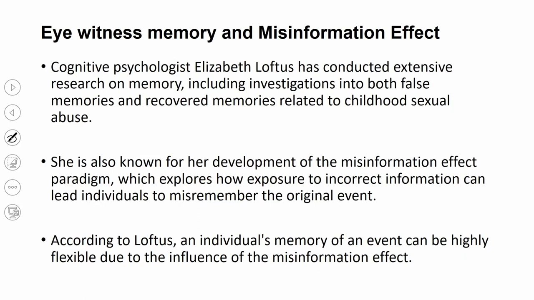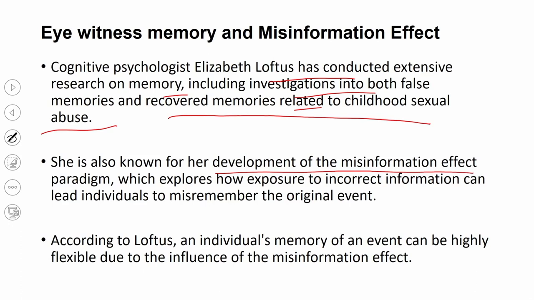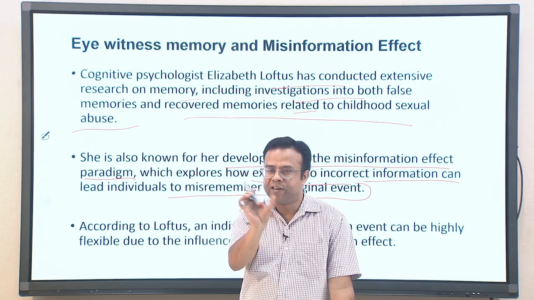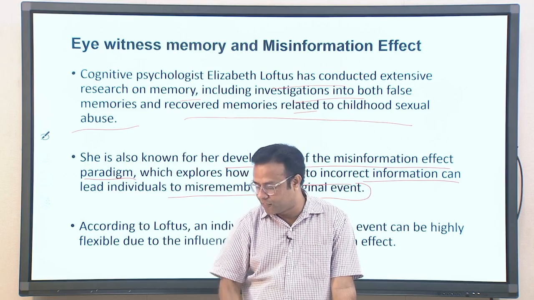Cognitive psychologist Elizabeth Loftus has conducted extensive research on memory, particularly eyewitness memory and false memories in contexts related to childhood sexual abuse and so on. A lot of these findings we will see. She is also known for developing the misinformation effect paradigm in the eyewitness context, which explores how exposure to incorrect information leads an individual to misremember the original event. When incorrect information is given to people, they can recall something falsely. That is called the misinformation paradigm, and we will see one of the experiments that she did.